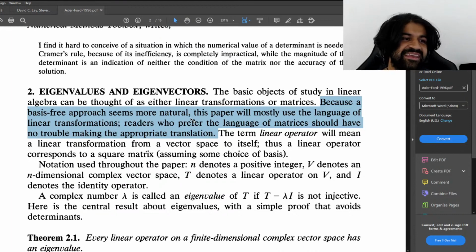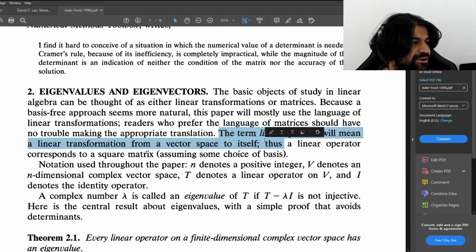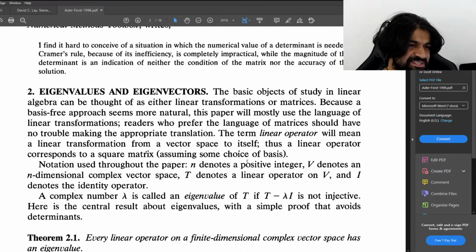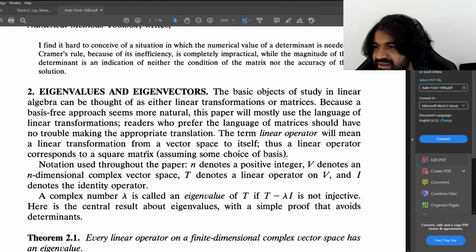Though I'll keep reading in case it's not that important. So, the term linear operator will mean a linear transformation from a vector space to itself. Thus, a linear operator corresponds to a square matrix, assuming some choice of basis. Notation used throughout this paper: n denotes a positive integer, V denotes an n-dimensional complex vector space, T denotes a linear operator on V, and I denotes the identity operator.